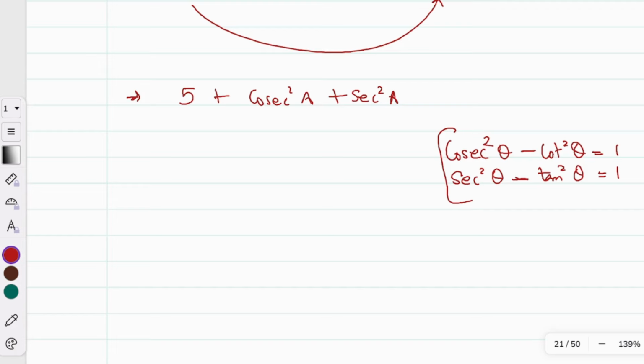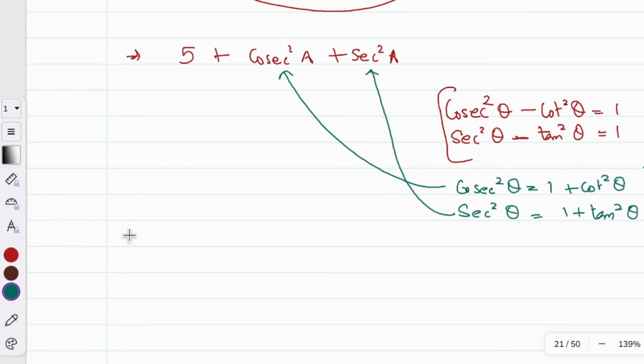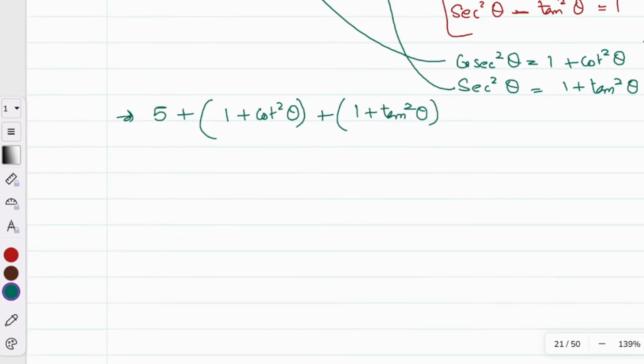So I will have to substitute. Let me write it here itself. Cosec square theta equal to 1 plus cot square theta. And sec square theta equal to 1 plus tan square theta. Now we can substitute these values. Cosec square theta value we can substitute here, sec square theta value we can substitute here. So what will happen to our equation? 5 plus 1 plus cot square theta plus 1 plus tan square theta. This equation will become like this.